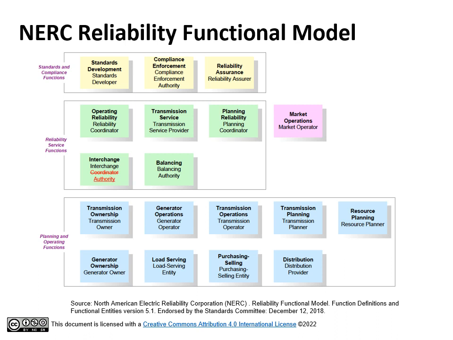The reliability functional model is divided into three main function groups: the standards and compliance functions, the reliability service functions, and the planning and operating functions.